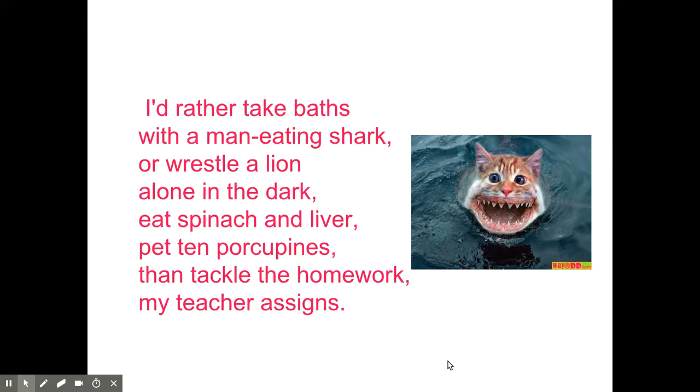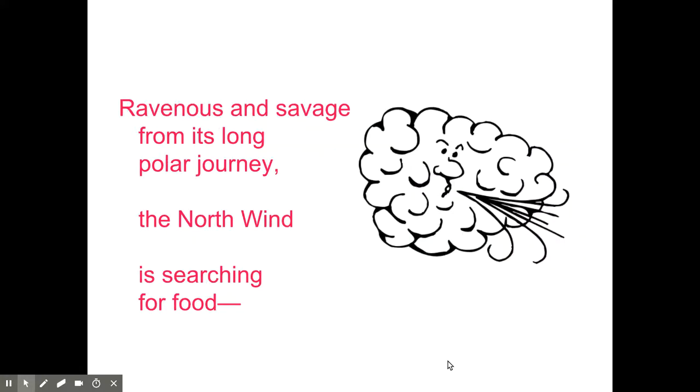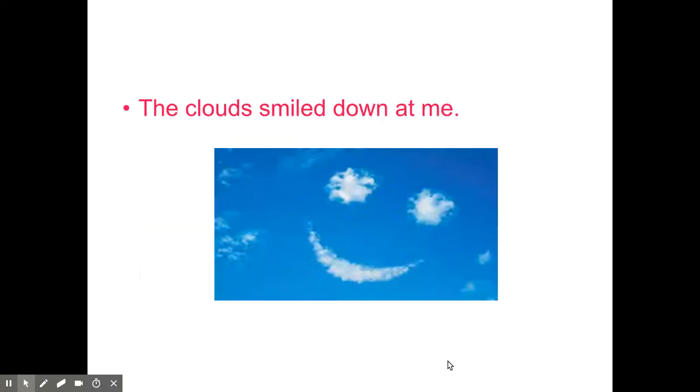Eat spinach and liver, pet 10 porcupines, and tackle the homework my teacher assigns. I thought that was adorable. All of those are examples of, think of those kind of people that are hyper and they're exaggerating. This is a hyperbole. Ravenous and savage from its long polar journey, the north wind is searching for food. I ask myself, do winds actually search for food? Probably not, which means it is personification.